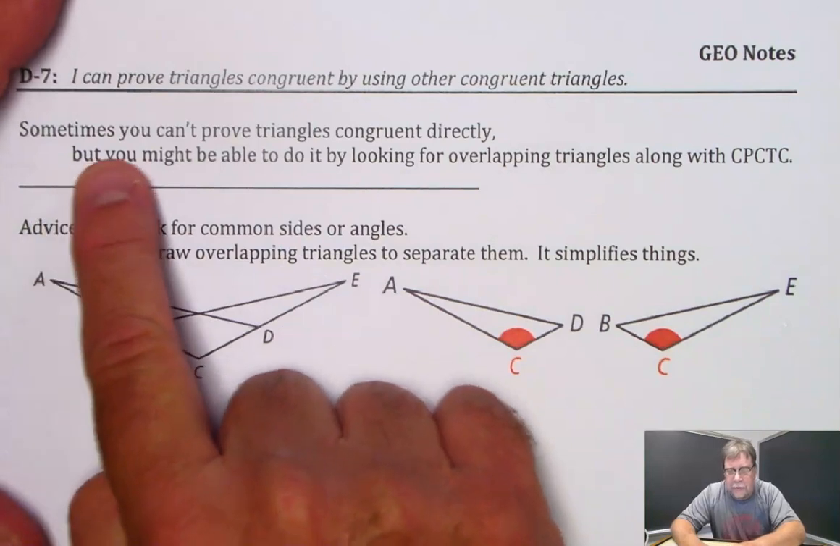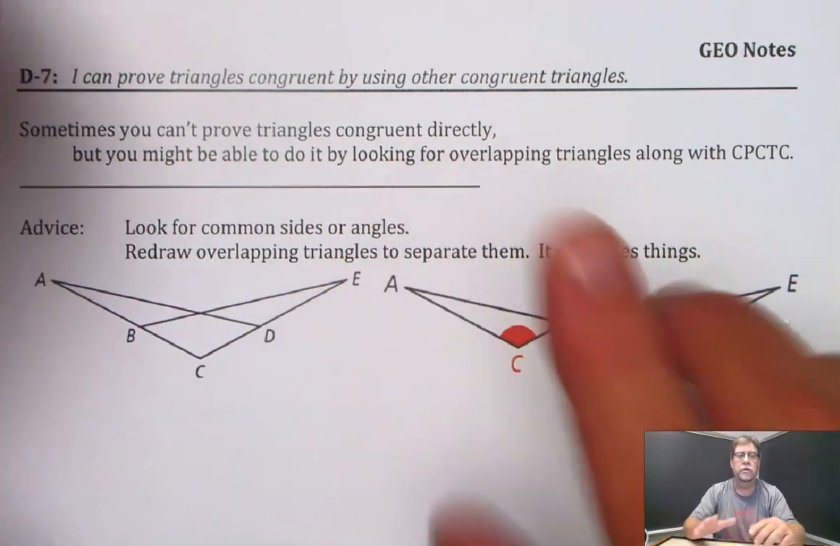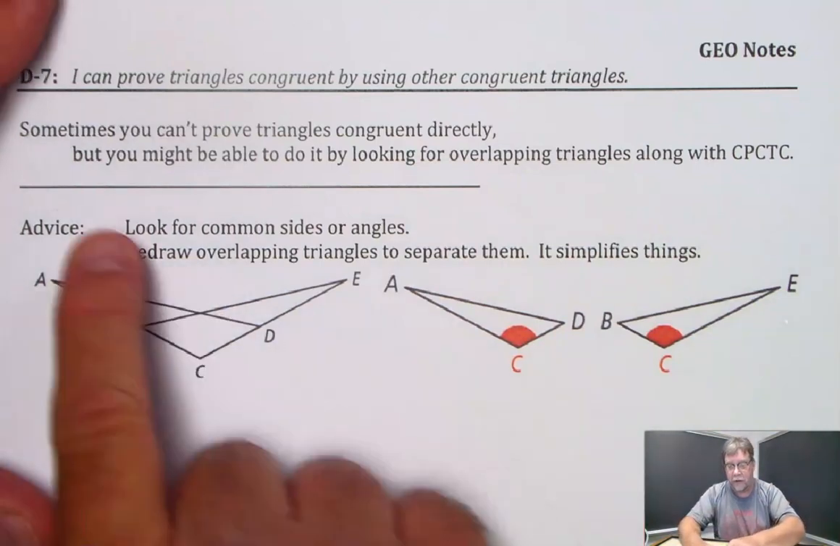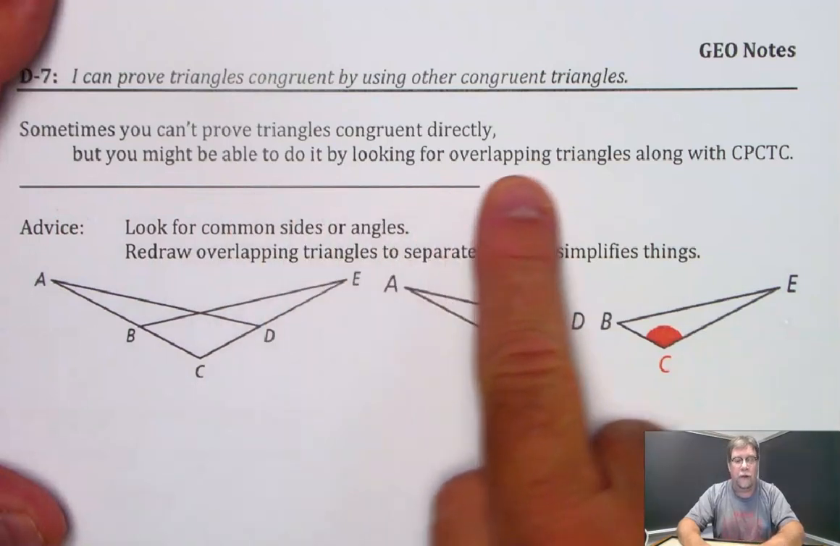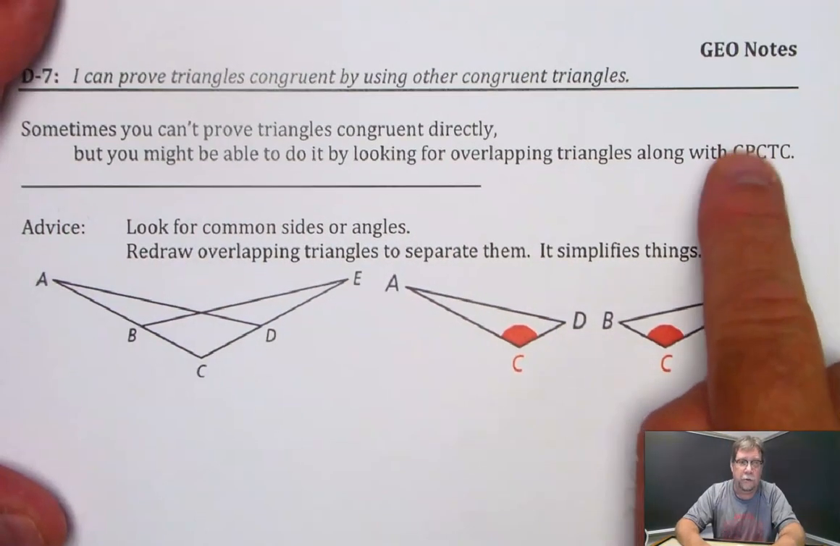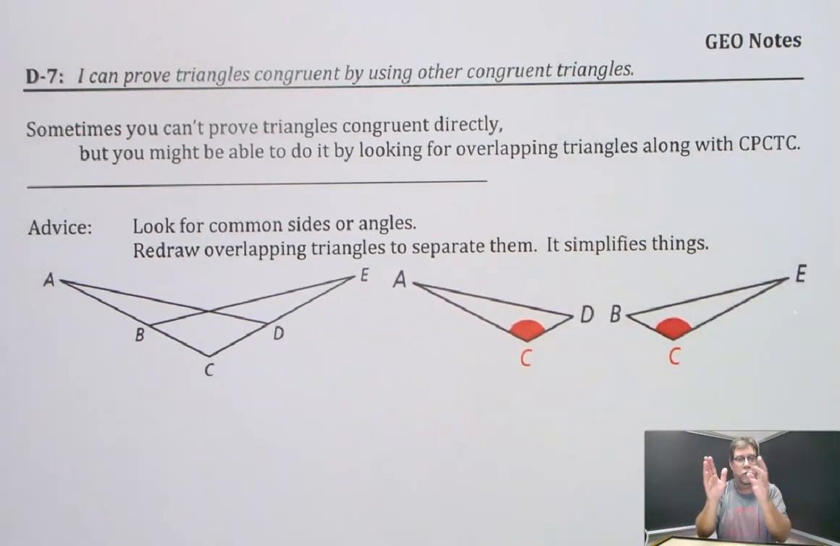It says here, sometimes you can't prove the triangles are congruent directly. In other words, you've got to show other things that are congruent through CPCTC. You might be able to do it by looking for overlapping triangles along with CPCTC, the congruent parts of congruent triangles are congruent idea. Once you show 3 things are congruent, then you can show the triangles are congruent, then all 6 things are congruent, and now things will open up and become a little bit easier.